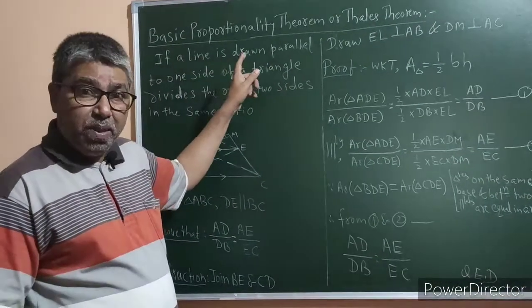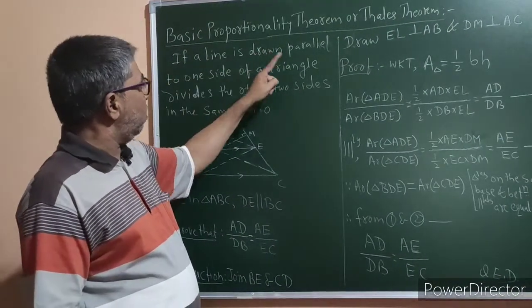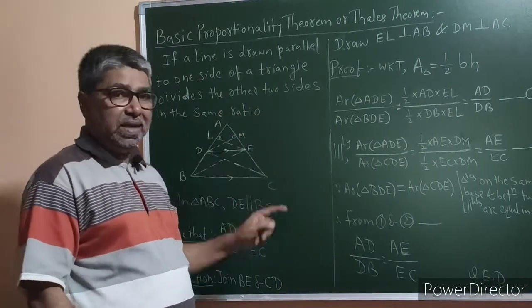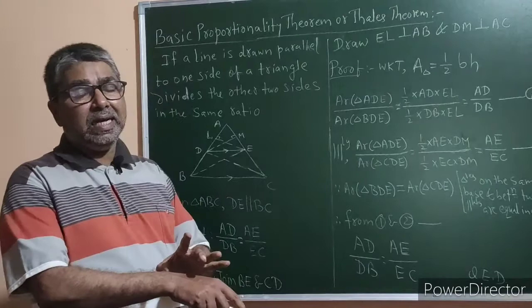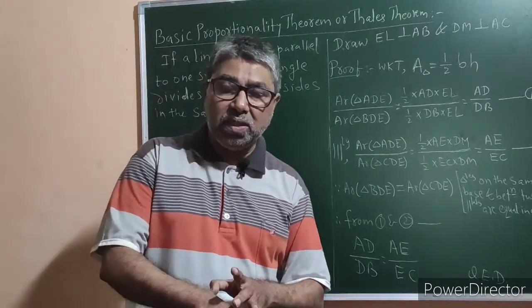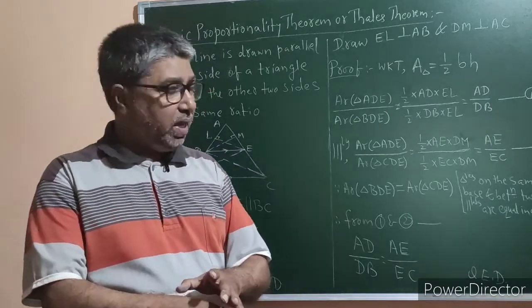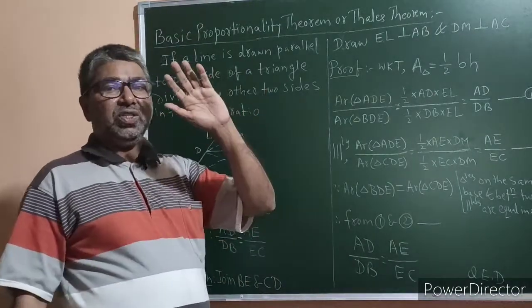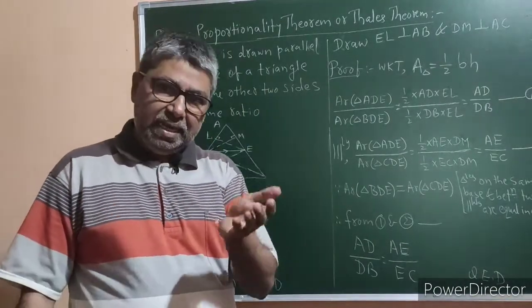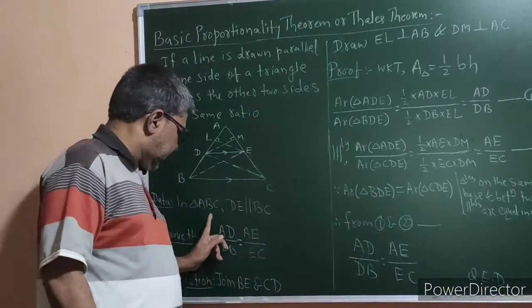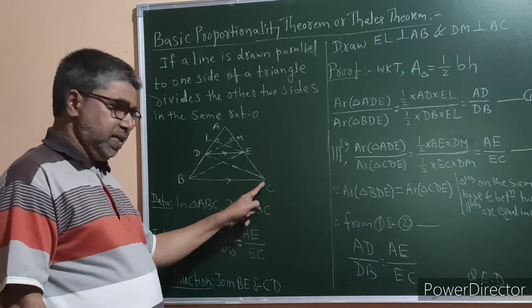The statement of the BPT is, if a line is drawn parallel to one side of a triangle, it divides the other two sides in the same ratio. Dividing the two sides in the same ratio means dividing the two sides proportionately. Now the first half of the statement is called the data, and the next half is called to prove that. Now the data is triangle ABC.